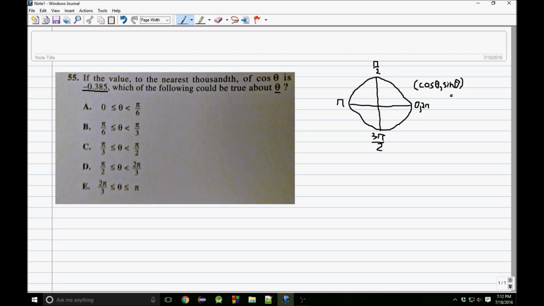So, if cosine of theta is negative, this is quadrant 1, this is quadrant 2, this is quadrant 3, and this is quadrant 4. If cosine of theta is negative, that means x is negative. So right away, quadrant 1 is out, and quadrant 4 is out. It has to be between pi over 2 and 3 pi over 2. Theta has to be between pi over 2 and 3 pi over 2.